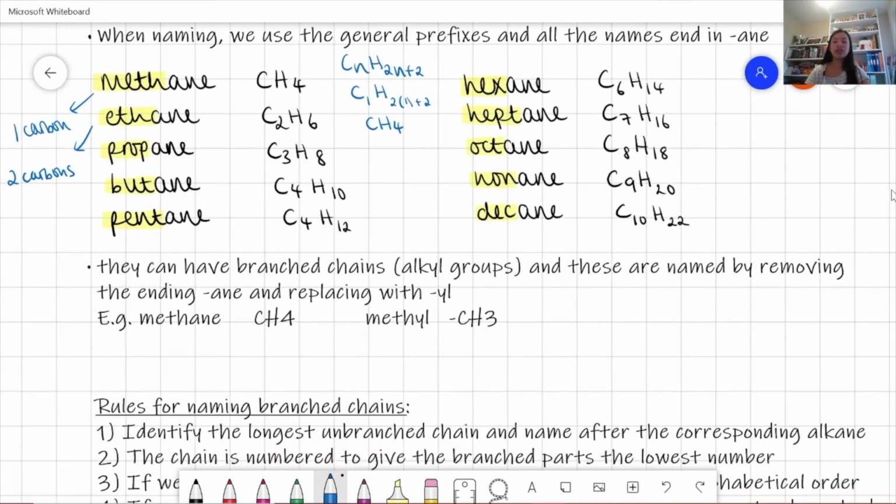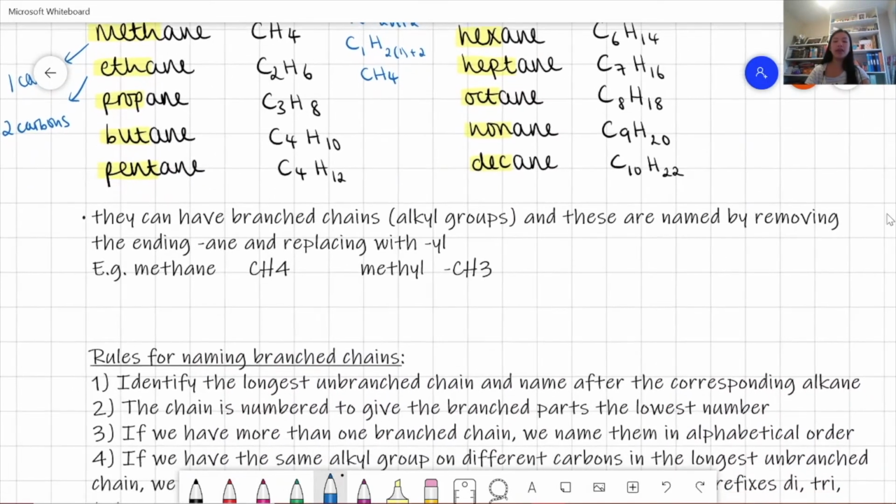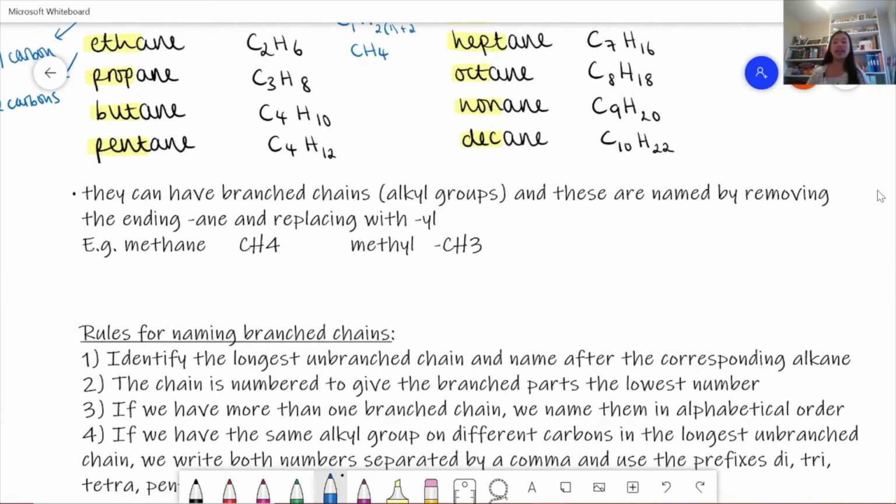Alkanes can have branch chains, and we call these alkyl groups. These are named by removing the ending -ane and replacing it with -yl. So methane would become methyl, and ethane would become ethyl. We're always getting rid of a hydrogen, because if you think about it, we have a chain that looks like this. If we have a branched group, then this carbon, which is branched, can only have 3 bonds, and so this is why we only have 3 of these hydrogens.